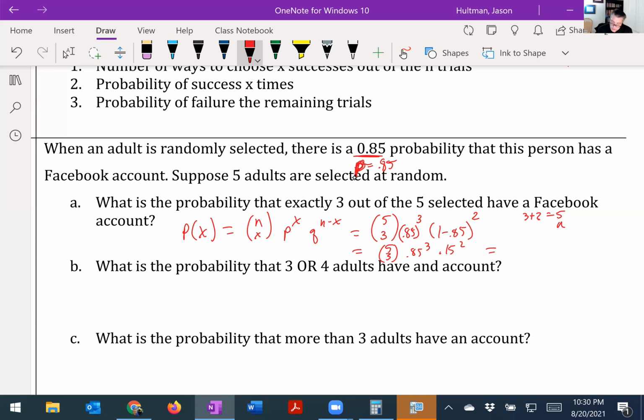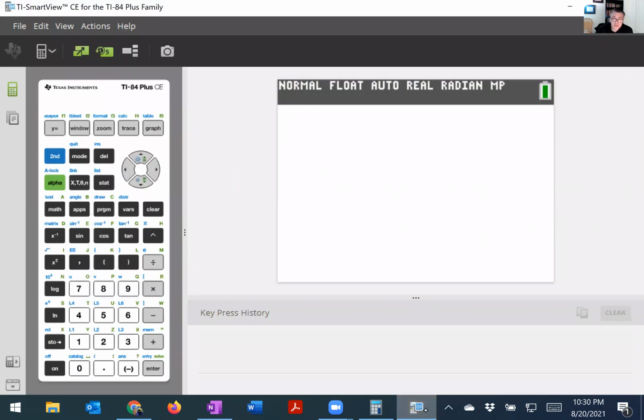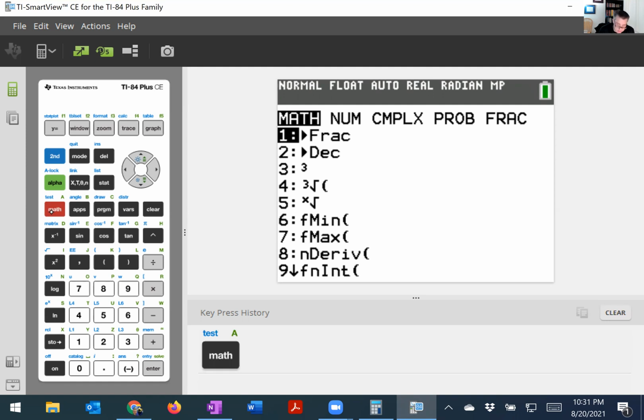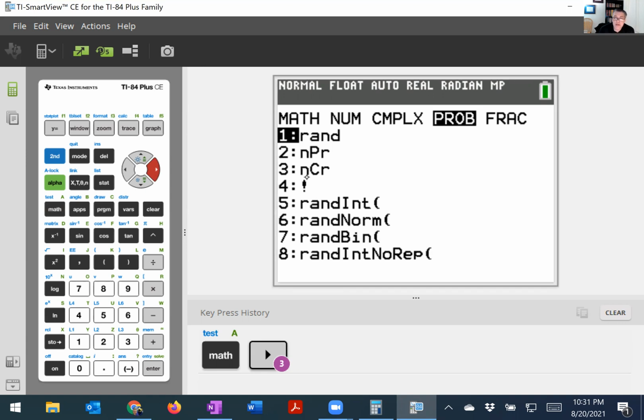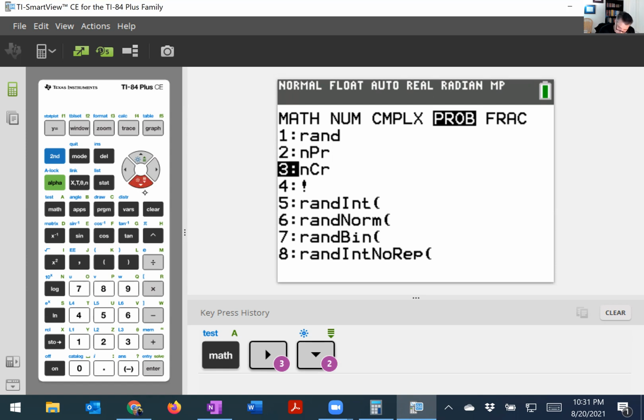Okay, so now we need to figure out how to get this 5 choose 3 guy here. How do we get this 5 choose 3 thing? We can use the calculator to get that. So let's go to the calculator here, and we're going to hit the math key. Then we're going to go over to probability. And see this nCr here, this N choose R, that's 3. I'm going to go down to 3 here, and I'm going to hit enter.